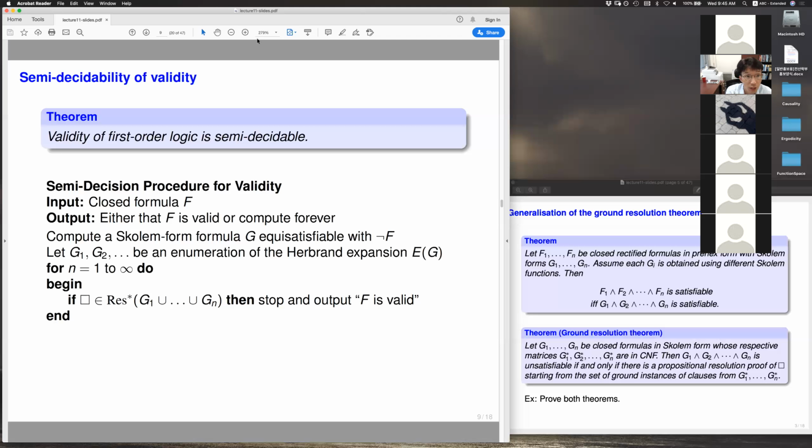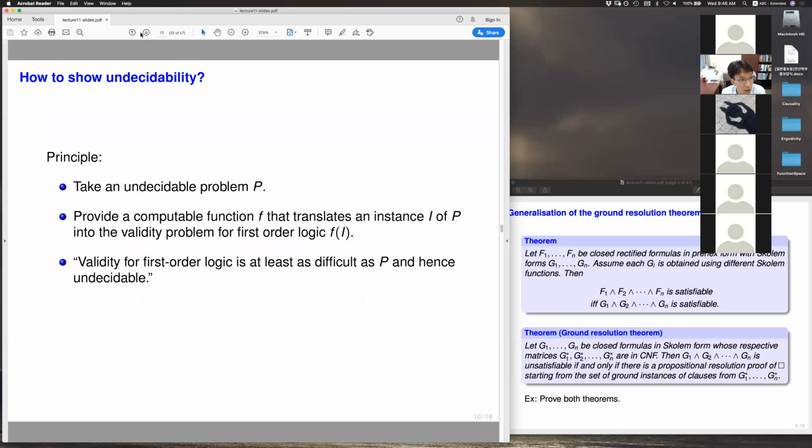Okay, so then the next natural question is, can we do better? Can we design an algorithm instead of a semi-algorithm? In other words, can we get rid of this infinite loop? It turns out the answer is no. To prove this answer, we're going to look at the so-called Post correspondence problem, and we will reduce this Post correspondence problem to the validity problem of first-order logic.